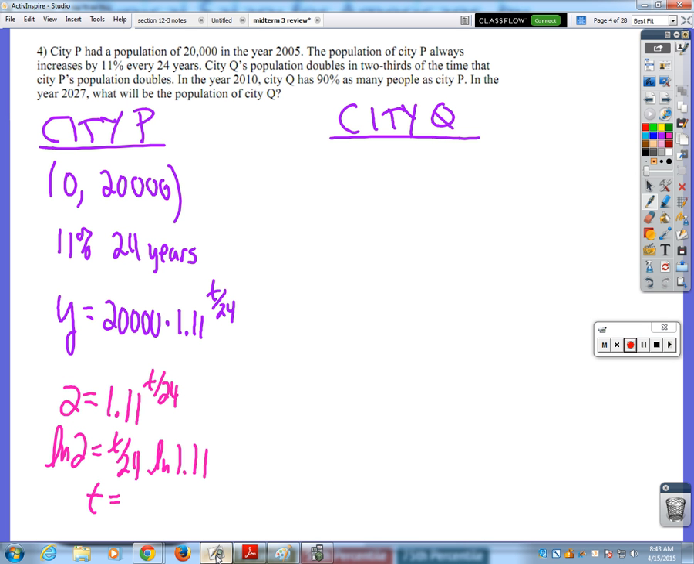Okay? Alright. So now that we know that, we can write an equation for city Q. Oh, no, we don't know how many people started up yet. Okay, so we know it doubles. Yeah. Doubles in what do we come up with? 106?